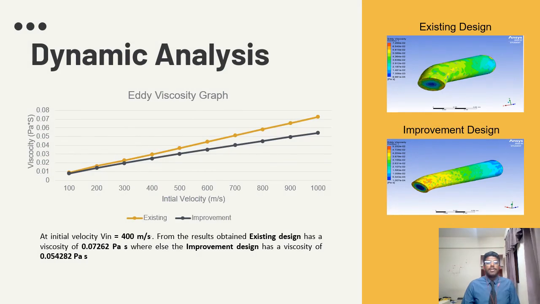Moving on to the eddy viscosity graph where both designs were plotted, and when initial velocity is at 400 meters per second, the existing design has an eddy viscosity of 0.07262 Pascal second, and the improvement design was 0.0542 Pascal second, which shows less turbulent flow for the improvement design.